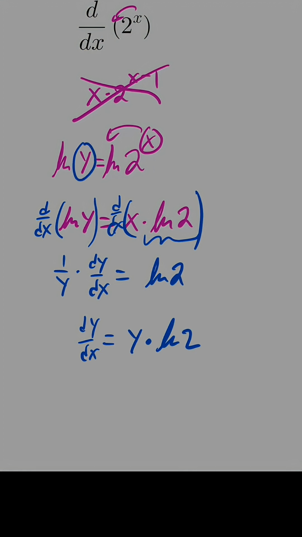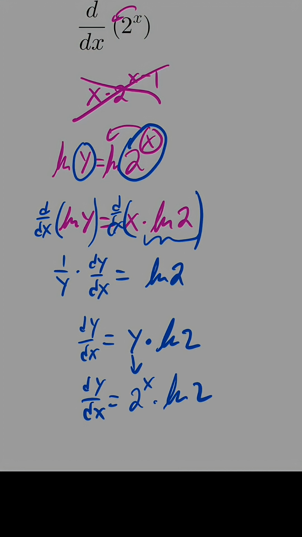But don't forget how we started this discussion before we took the log. y was equal to 2 to the x. So what I have is dy/dx is equal to 2 to the x, because that's what y started out as, times the natural log of 2.